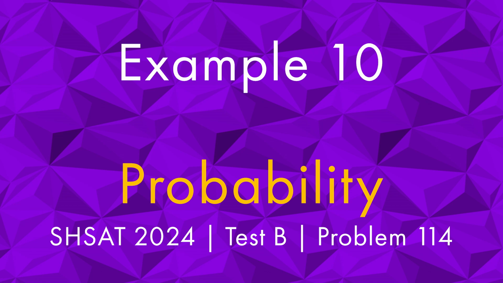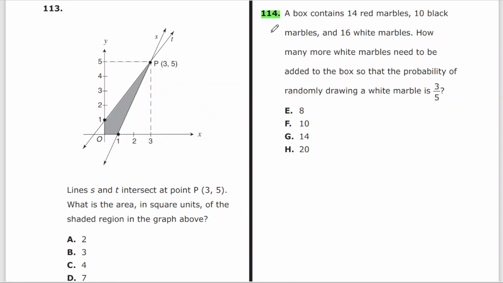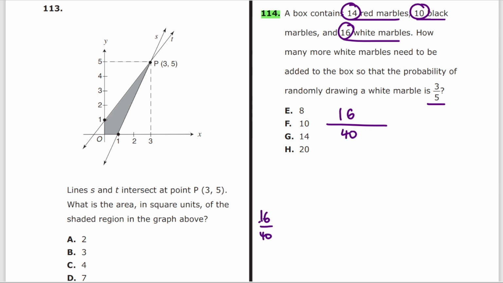The final problem, problem 114, test B, SHSAT 2024. A box contains 14 red marbles, 10 black marbles, and 16 white. How many more white marbles need to be added to the box so that the probability of randomly drawing a white marble is 3/5? So let's first of all understand that we have 16 white marbles currently, and how many total do we have? 16 plus 14, that's 30, plus 10, that's 40. If we simplify 16 over 40 by dividing by 8, you're going to get 2 over 5. So currently the probability of selecting a white marble is 2/5.